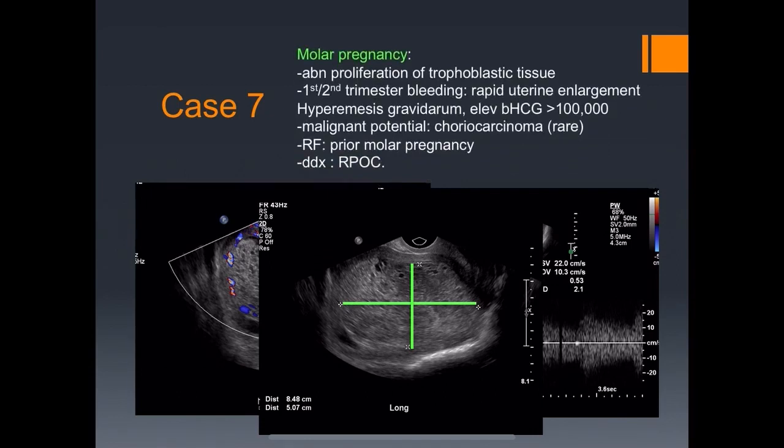So abnormal proliferation of trophoblastic cells, first, second trimester bleeding, rapid uterine enlargement, hyperemesis. Usually the betas are over 100,000. Rare malignant potential to choriocarcinoma. Risk factors of prior molar pregnancy. The differential would be retained products, but usually that occurs after a D&C or after a delivery. So the clinical picture would look a little different.